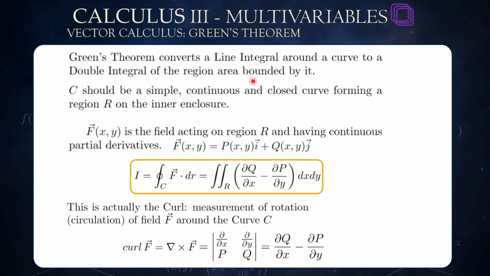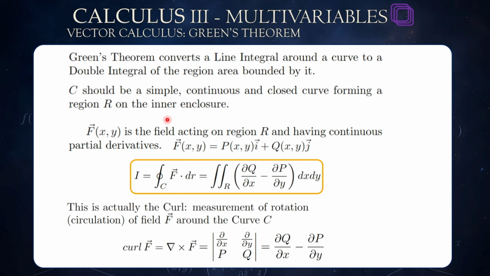Green's theorem. What is Green's theorem? It converts a line integral around a curve to a double integral over the region bounded by that curve. C should be simple, continuous, and a closed loop, a closed curve forming a region R on the inner enclosure for that theorem to work out.